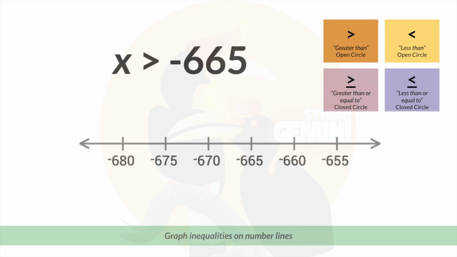Our final inequality reads x is greater than -665. Once again, we don't have a line under our greater than symbol, so this inequality symbol is just greater than, and -665 is not considered part of our solution. So we need an open circle at -665. Then because we have a greater than symbol, we need to graph all values that are greater than -665, which are all values to the right of -665 on our number line. So this example right here shows x is greater than -665.